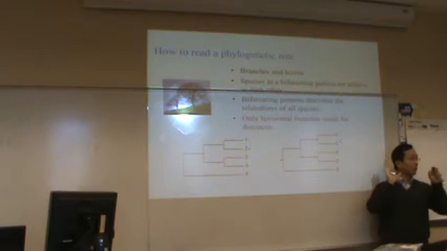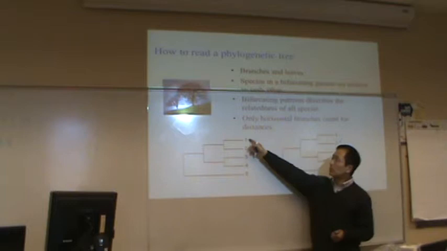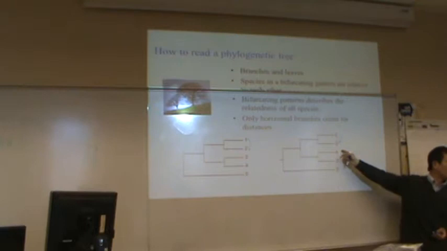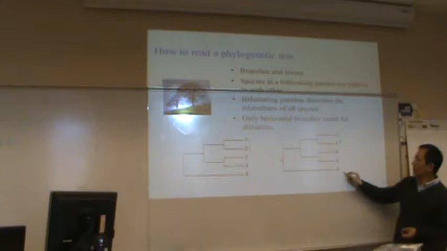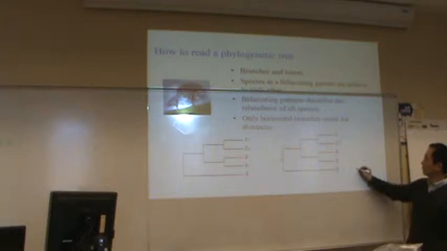a different story. Right? So in this one, species 1 is closer to species 2. In this one, species 1 is closer to species 3. In this one, 4 and 2 are closer. In this one, 3 and 4 are closer. The number 5 is always outside. That's often called the outer group. This is something we often call the outer group.